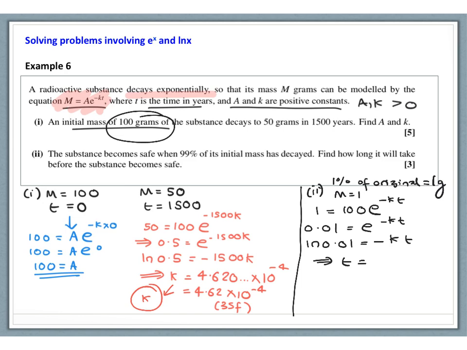And this gives us 9,965.78... So that comes to 9,966 years if we round to the nearest whole year.